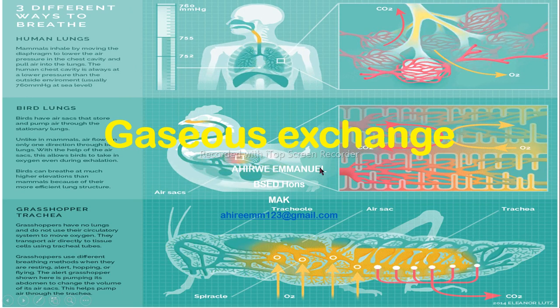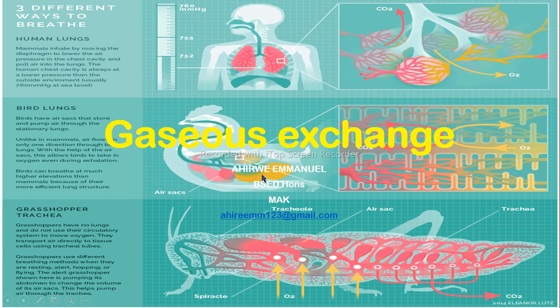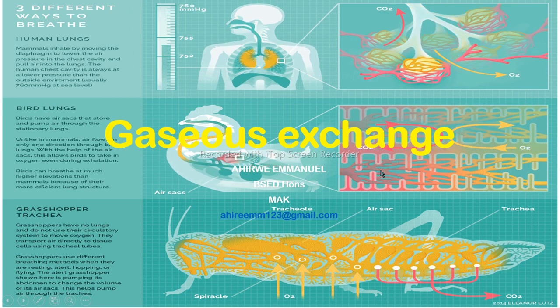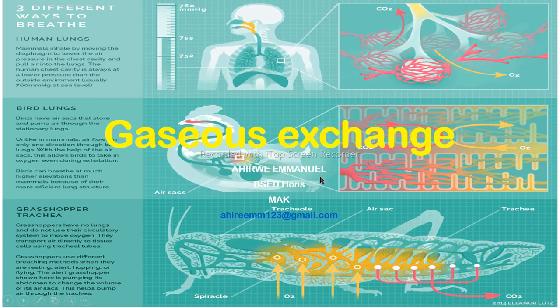Unlike for the birds. Now this is a bird. You can see exchange through its lung. It's a system of tubes. The lung is divided into tube-like structures called parabronchi. So gases just enter, and then are exchanged, and then carbon dioxide is taken outside.